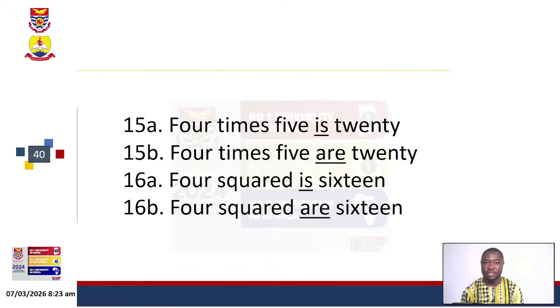Okay, good. So 4 times 5 is 20. 4 times 5 are 20. 4 squared is 16. 4 squared are 16. Realize that all of these are mathematics.